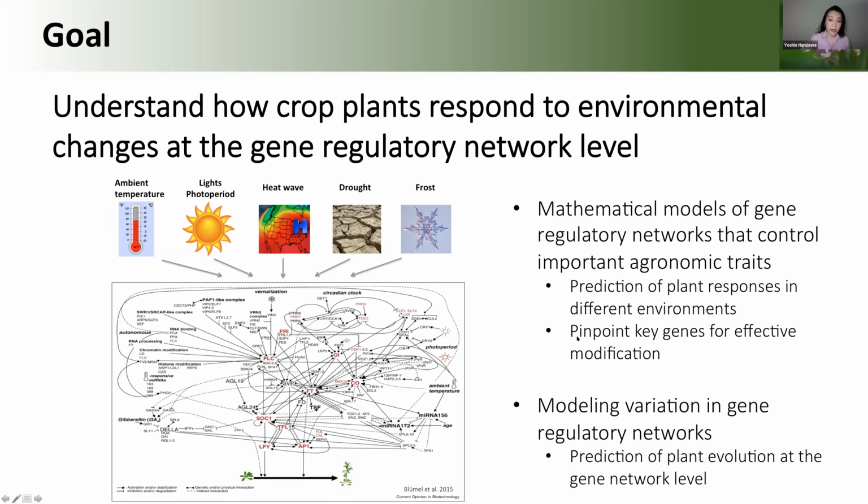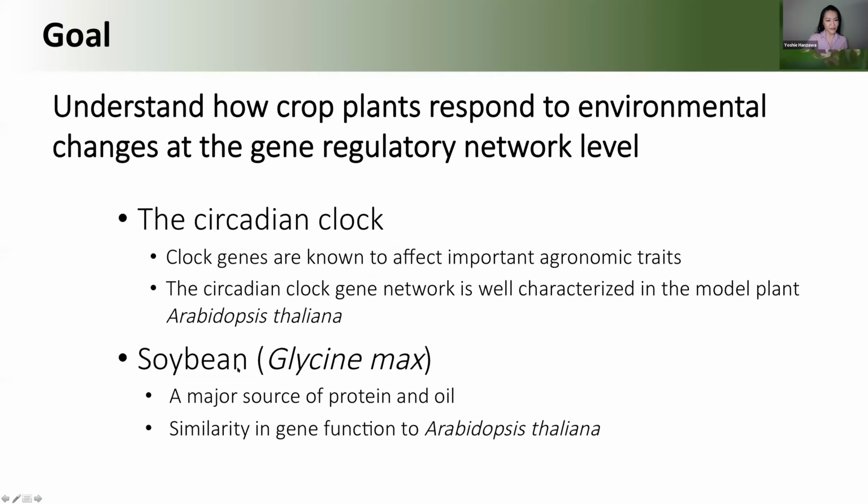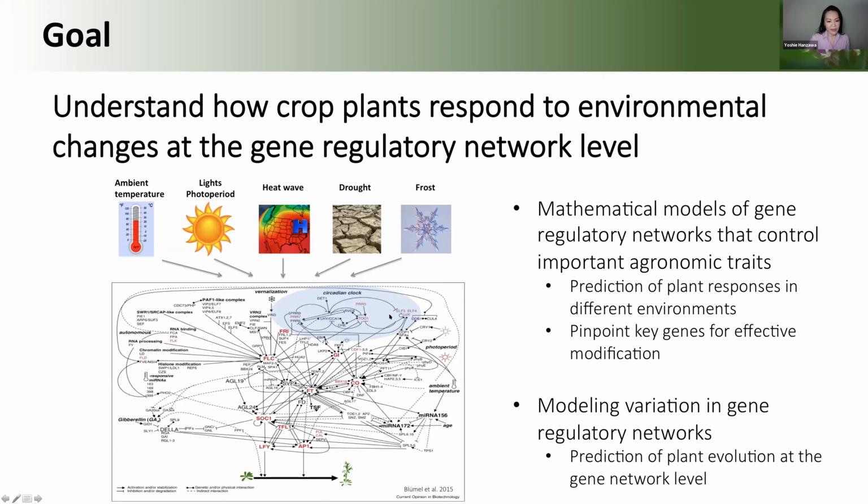Also, if you have mathematical models of the gene networks controlling important agronomic traits, then we may be able to incorporate natural variation, genetic variation in gene regulatory networks, and we can use it to predict plant evolution at the gene network level. So my goal, well, in my mind, is huge. And to look at that, we are looking at tiny parts of this big gene network.